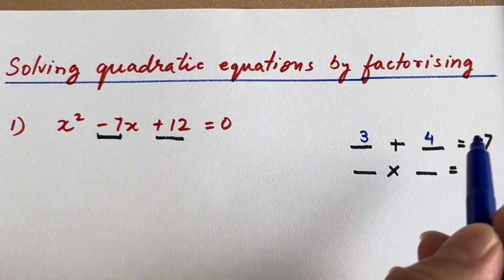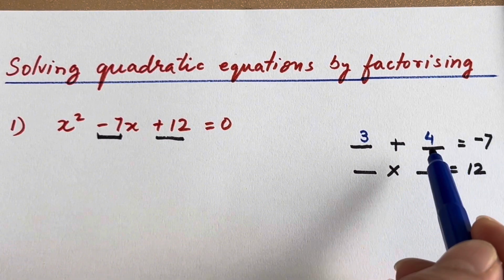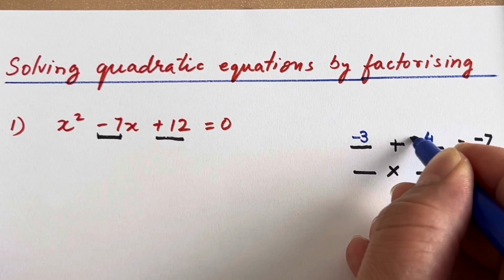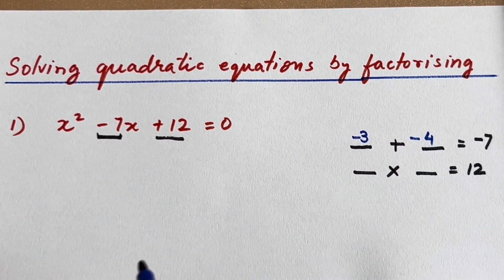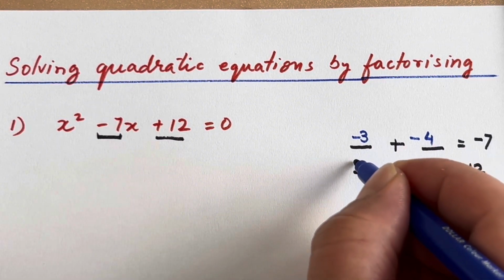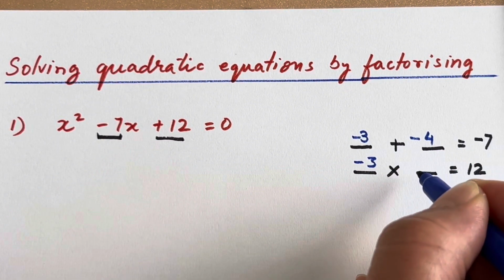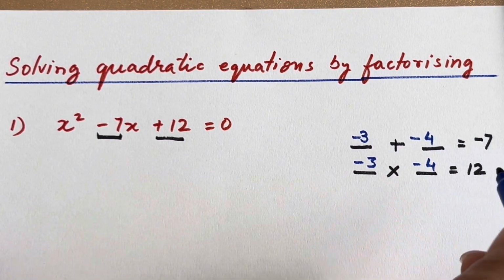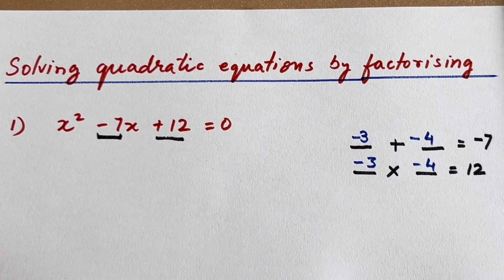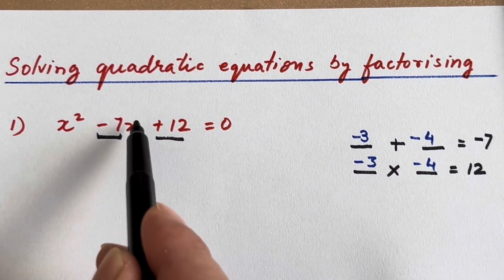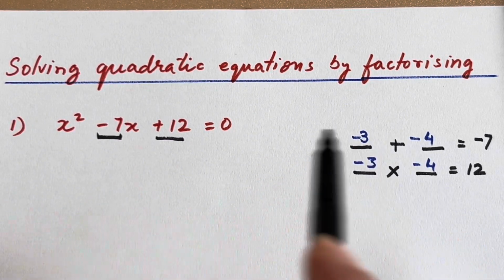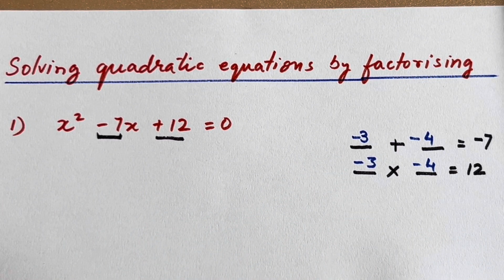Okay, but I need a negative 7 when I add. So I should have negative 3 plus negative 4. When I add this, it becomes negative 7. When I multiply the same two numbers, negative 3 times negative 4 will give you positive 12. Okay. Now we need to break this middle term into these two factors over here. That's why it is called factorizing.